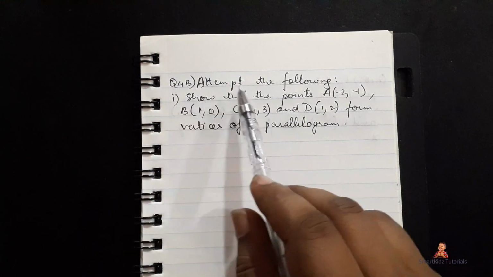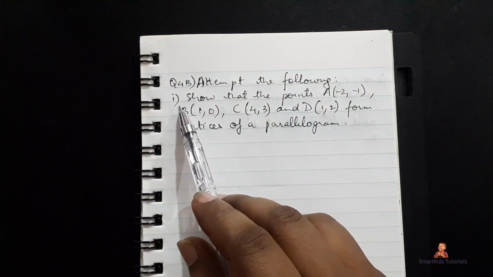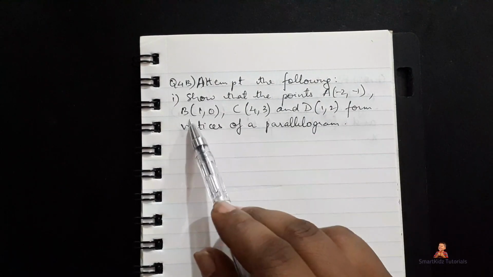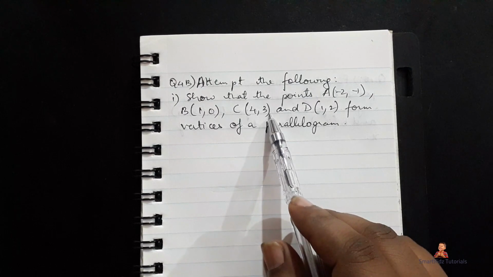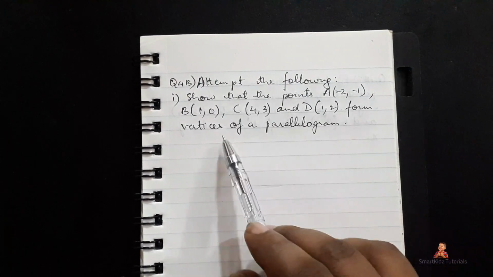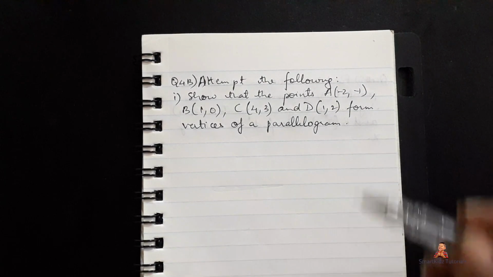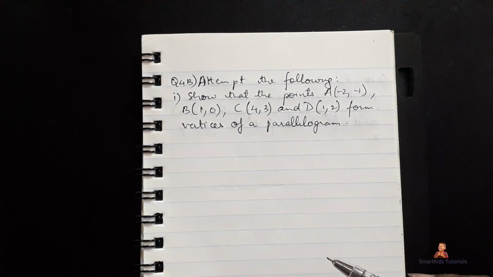Question 4b says attempt the following, and there are two parts to that. The first question is: show that the points A(-2, -1), B(1, 0), C(4, 3) and D(1, 2) form the vertices of a parallelogram. For a parallelogram, you need to know that opposite sides are parallel and equal.